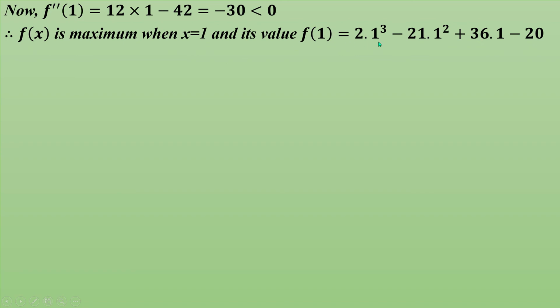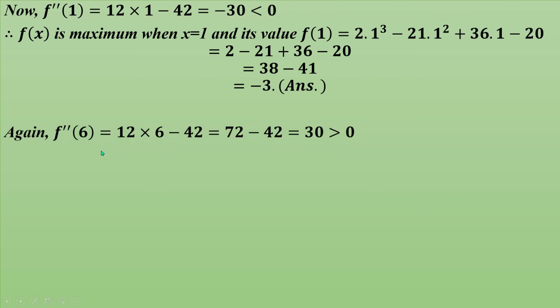will be f of 1, 2 into 1 cube minus 21 into 1 square plus 36 into 1 minus 20. By calculating this, we will get minus 3. This is the required answer.